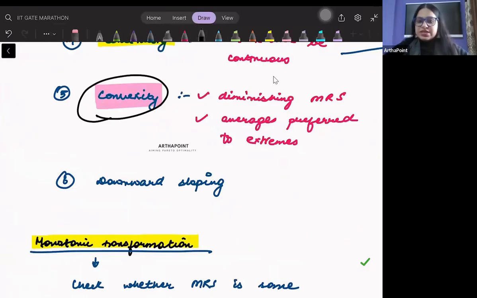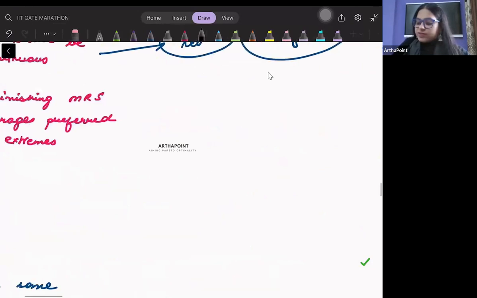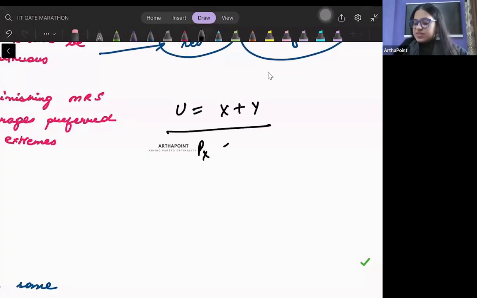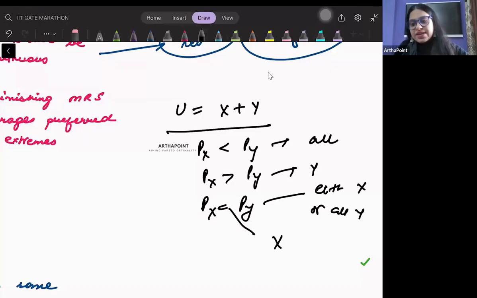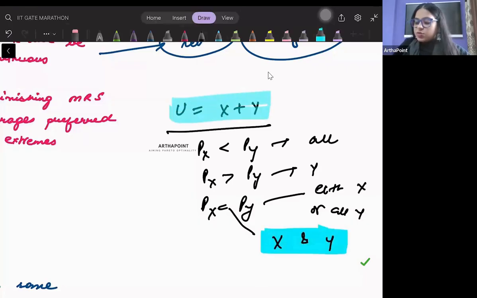In X plus Y, yes, you're right. So if my utility function is just X plus Y, then if PX is less than PY, all of X. If PX is greater than PY, all of Y. But if PX is equal to PY, either all of X or all of Y or some X and some Y. Matlab, this thing is possible when you have the utility function as X plus Y.